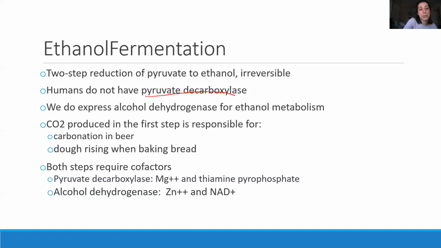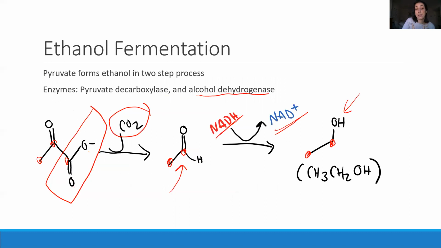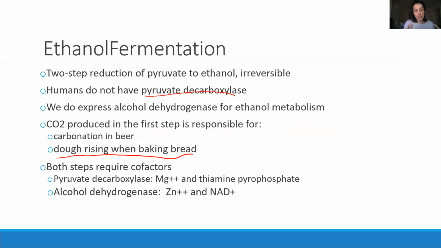This is actually also how dough rises when you're baking bread. The activation of those yeast cells in consuming glucose and then breaking it down further through pyruvate decarboxylase releases CO2 and puffs up the bread and rises it. So this step in CO2 production is very important, and again is the reason that we see carbonation and dough rising when we utilize yeast.